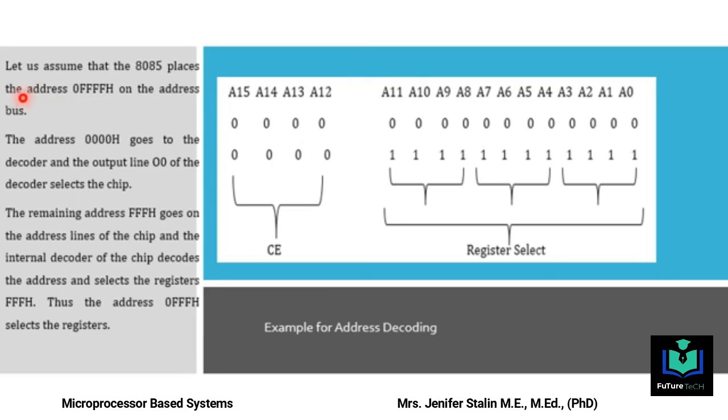That is what is given. Let us assume that 8085 places the address 0FFF on the address line bus. The address 0H goes to the decoder, and the output line O0 of the decoder selects the chip. The remaining address FFFH goes on the address lines of the chip, and the internal decoder of the chip decodes the address and selects the register FFFH. Thus the address 0FFFH selects the register. You can see the second one, it has 0 and then F, F, F. This is an example for address decoding. Like this, the same example can be modified and can be asked in different types of questions in your exam.